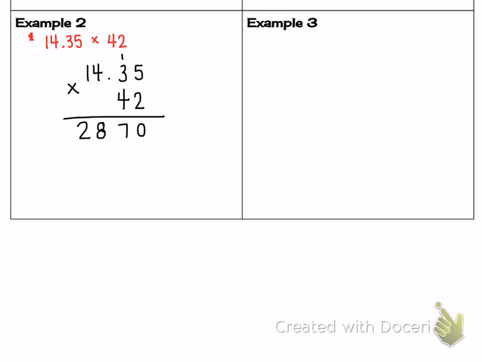I am multiplying by the 4 now, so I have to put my placeholder. 4 times 5 is 20. Carry the 2. 4 times 3 is 12, plus 2 is 14. Carry the 1. 4 times 4 is 16, plus 1 is 17. Carry the 1. 4 times 1 is 4, plus 1 is 5. I add these numbers. I have 0, 7, 12, carry the 1, 7, 8, 9, 10, carry the 1, and that is 6.